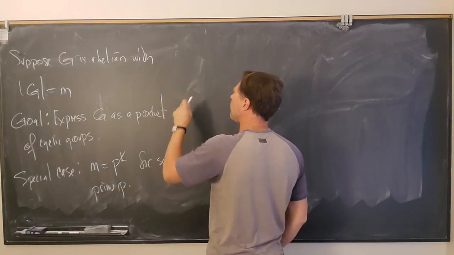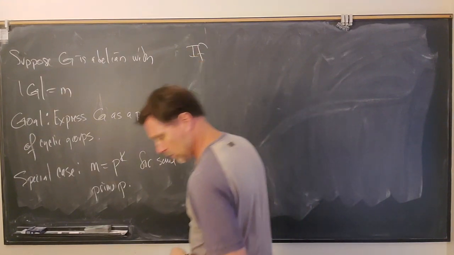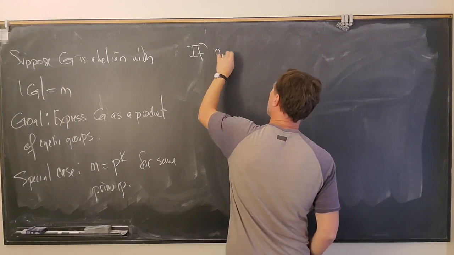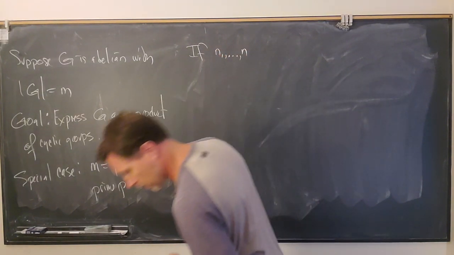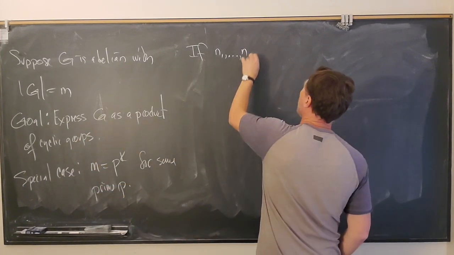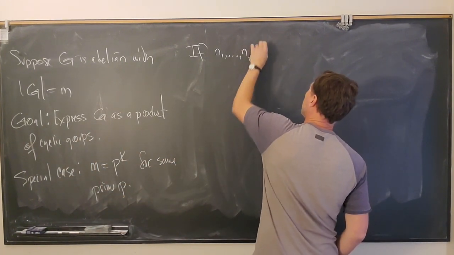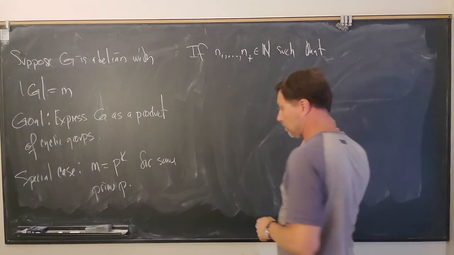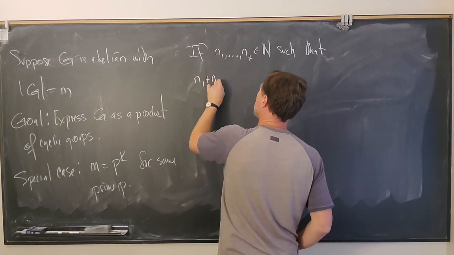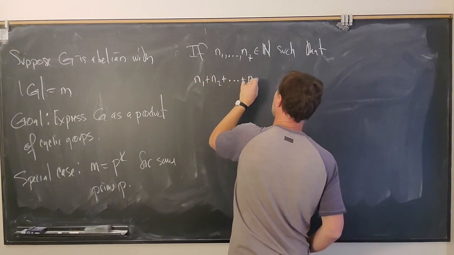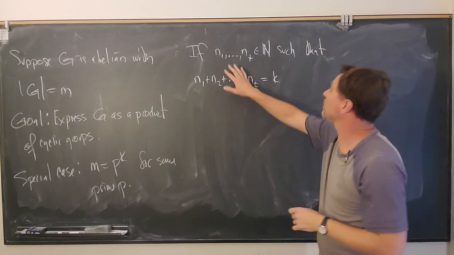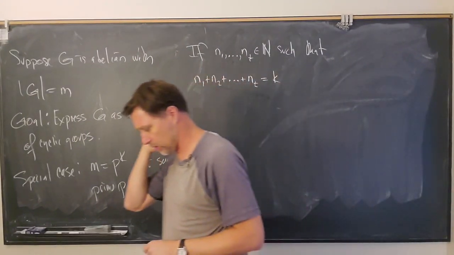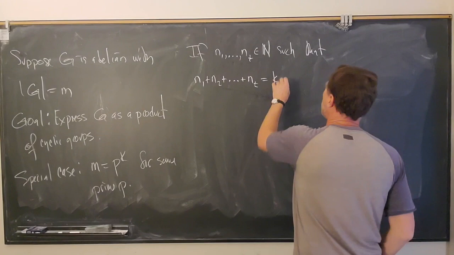Now, there's one piece of terminology that we need. So if n1 up through n sub t are natural numbers such that n1 plus n sub 2 plus ... plus n sub t is equal to k. So if we have some natural numbers that add up to k, then any one of you who are in combinatorics probably knows the answer. What's this called?